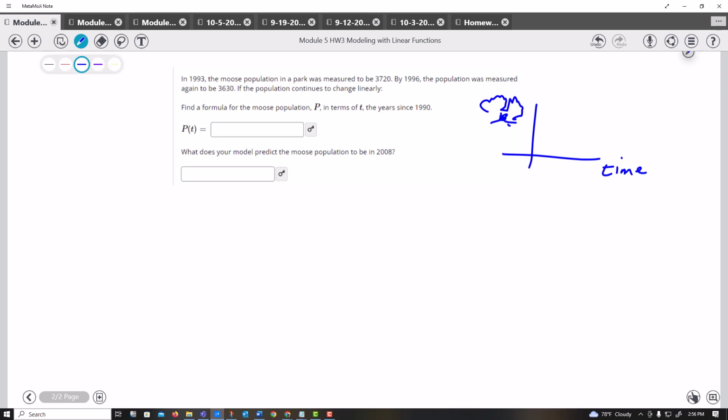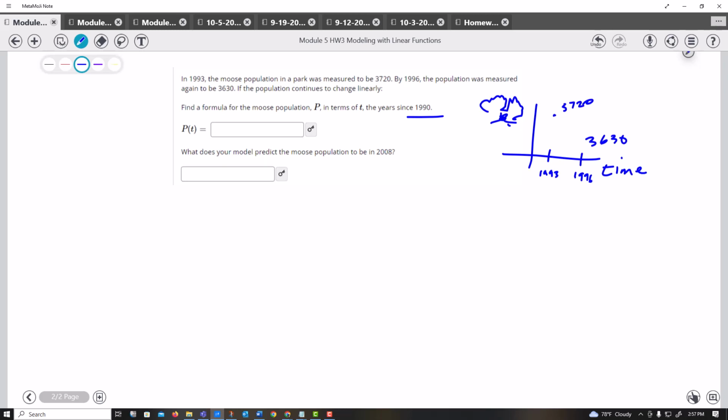So then it says in 1993, and then again in 1996, and I can actually get these points, right? 3720 and 3630. Now this is kind of a key right here, and they do this a lot with years: we just don't like using this big value in our formulas.